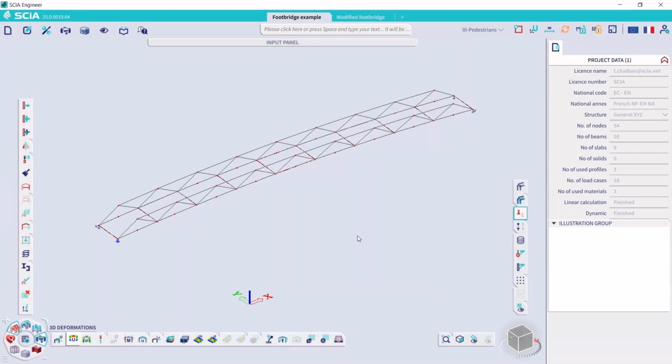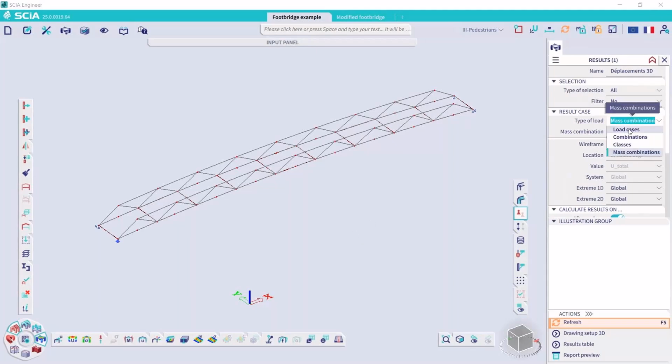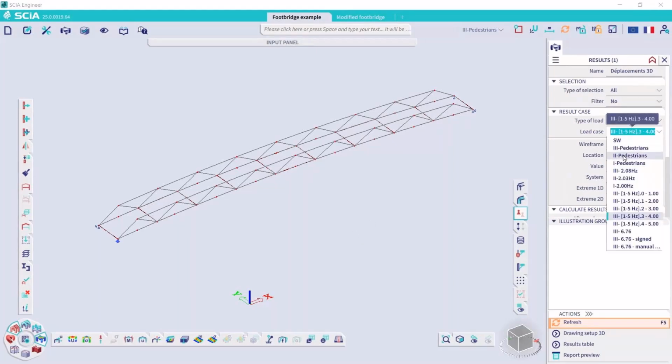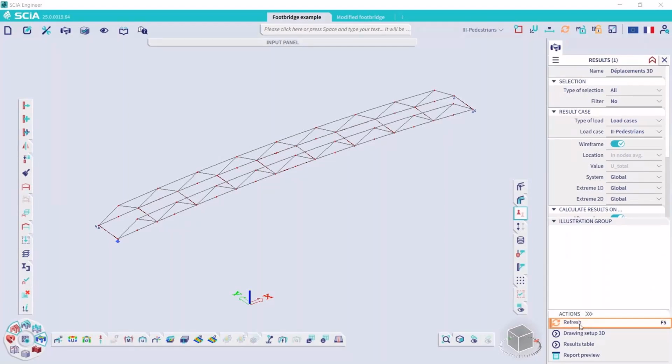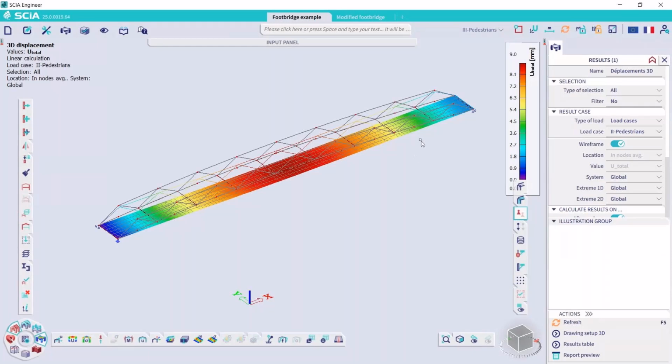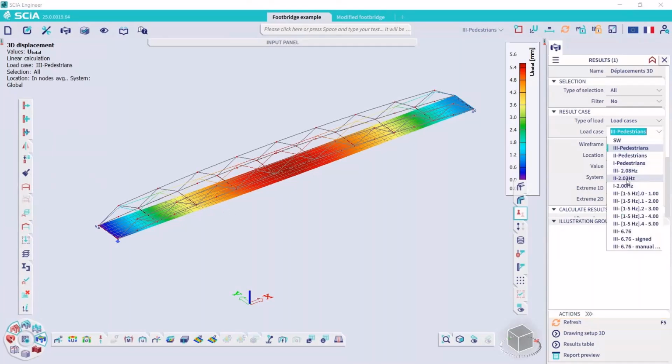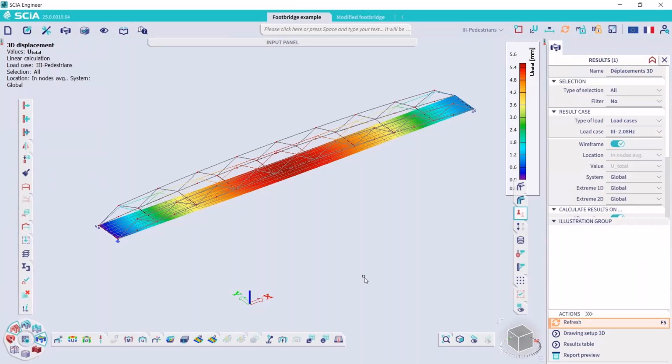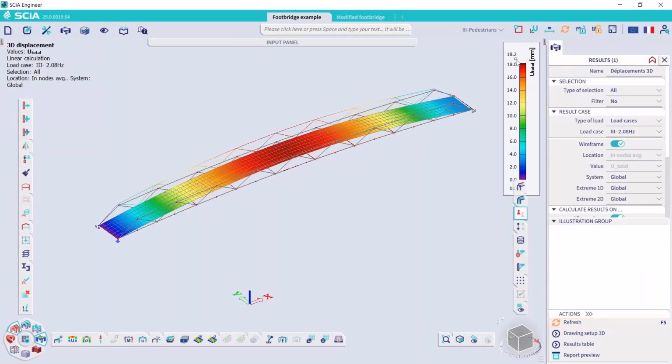After establishing our load case, we run an analysis, and then we will have access to some results like the 3D deformations, of course. If you look at the 3D deformations under the load case of the pedestrians without any harmonic analysis, it's class 3 in that case, you would have a displacement of 5.6 millimeters. When we look at the results for the load case which has a frequency of 2.08, now the displacement is 18.2 millimeters. It's much bigger, because we have applied the load at the resonance level, so it gives very big results in terms of displacements.